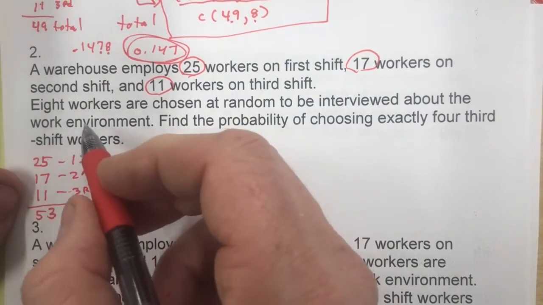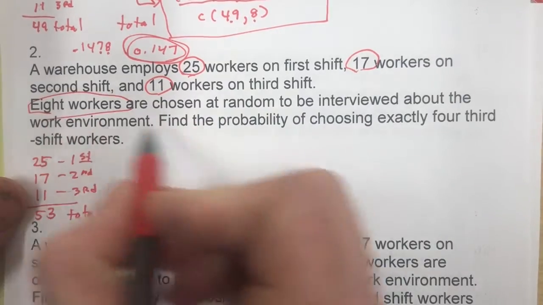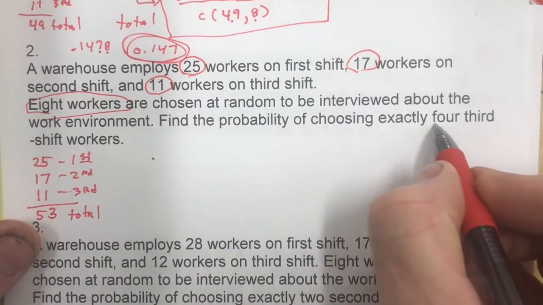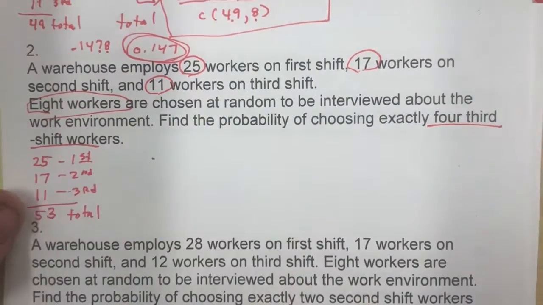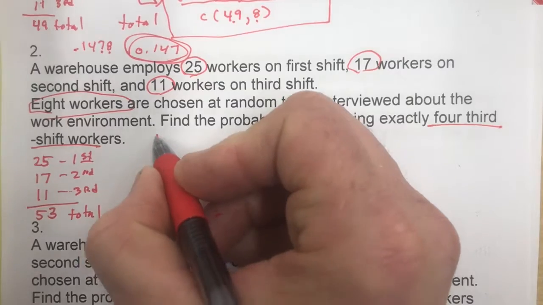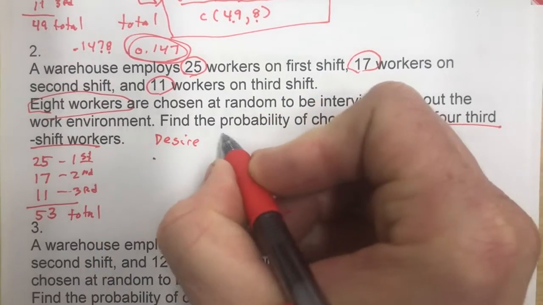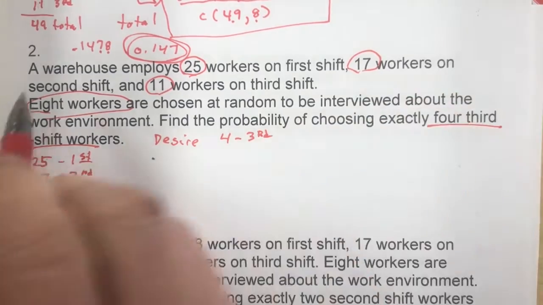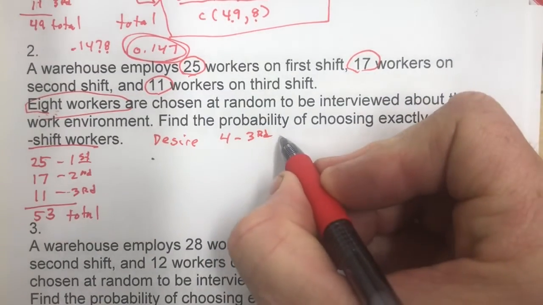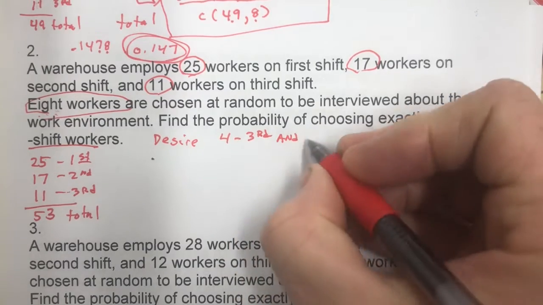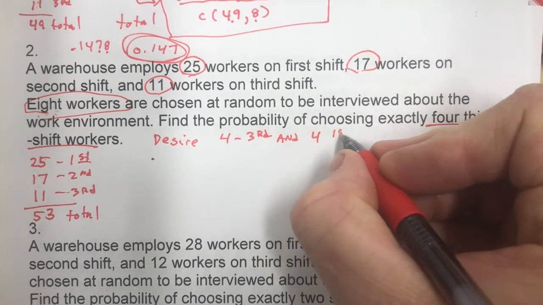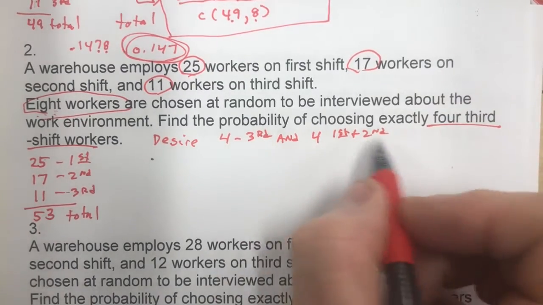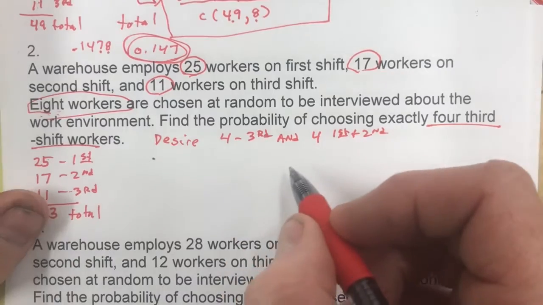All right, now let's see what's going on here. 8 workers again are chosen at random to be interviewed about the work environment. Find the probability of choosing exactly 4 third shift workers. So what we desire here is 4 third shift, which means since I'm selecting 8 workers, I also have to have 4 from first and second shift, which is not third.